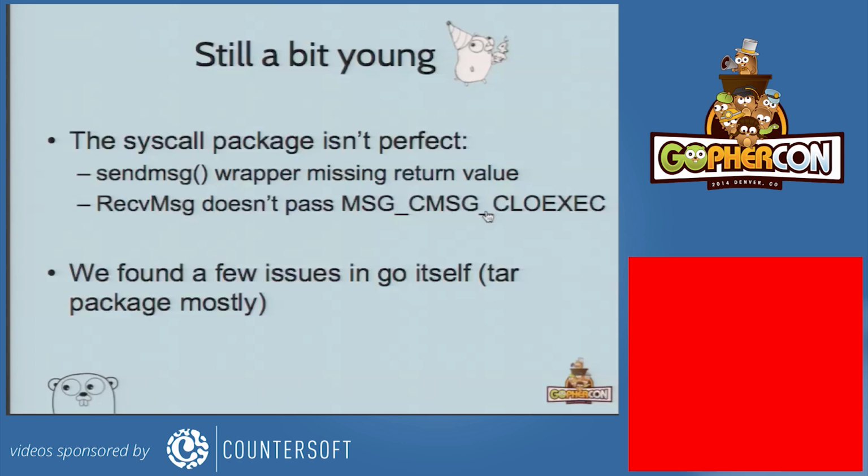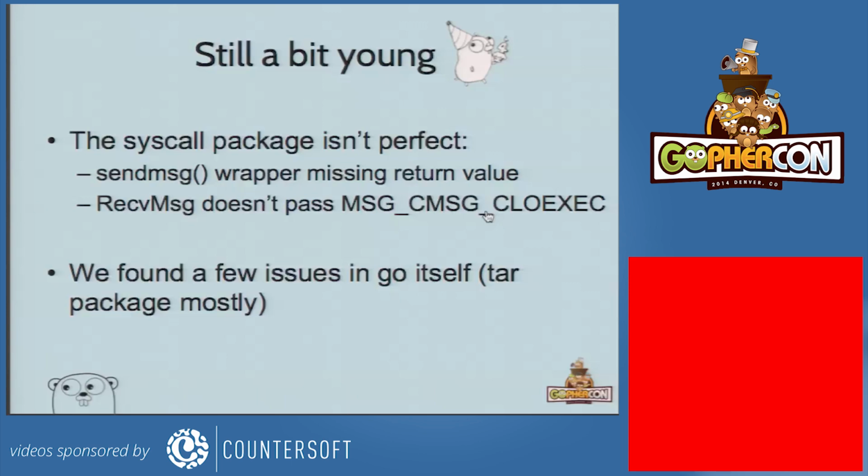Also, Go is still a bit young. I won't dive too much into details, but the syscall package has some stuff which is missing. For example, sendmsg, so it's a syscall. The wrapper around it doesn't return the number of bytes you sent. So the syscall does it, but not the Go wrapper. So there is an issue about that. It will be fixed, but right now it's not. And same for recvmsg, it's quite complicated, but it doesn't pass one macro, and there is no way to pass it with the syscall package. So we had to fall back to CGO for some stuff.